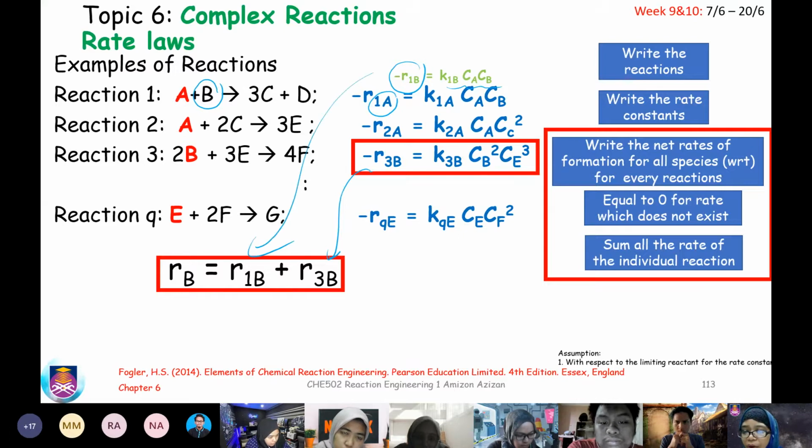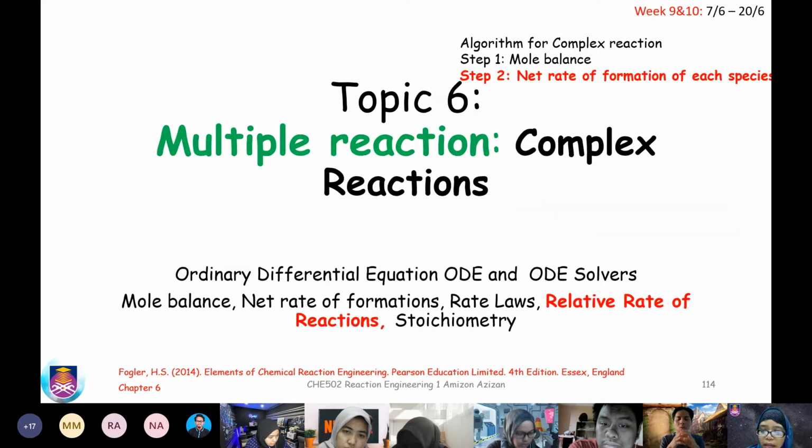All right. Normally when you write those formulas in ODE solvers, you don't really have to substitute each equation into the net rates of formation. You simply add in the formulas and the computer will detect it itself. Now the next step would be writing the relative rate of reaction.